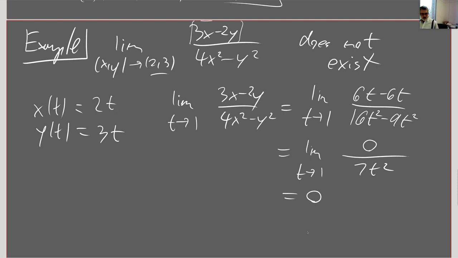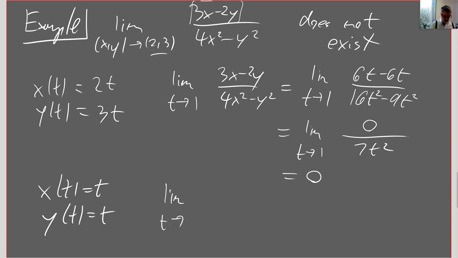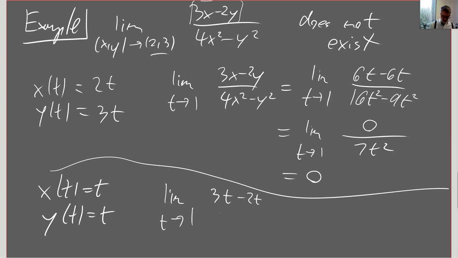Now, what we want to do is evaluate this at something else, right? So that's one parameterization. So we're going to find a different parameterization where we don't get 0. There's lots of possibilities. We might as well say x equals y. So x of t is t, y of t is t. If the limit exists, we'll get the same answer no matter how we do this. So now we want to compute the limit as t goes to 1. This will be 3t minus 2t divided by 4t squared minus t squared.